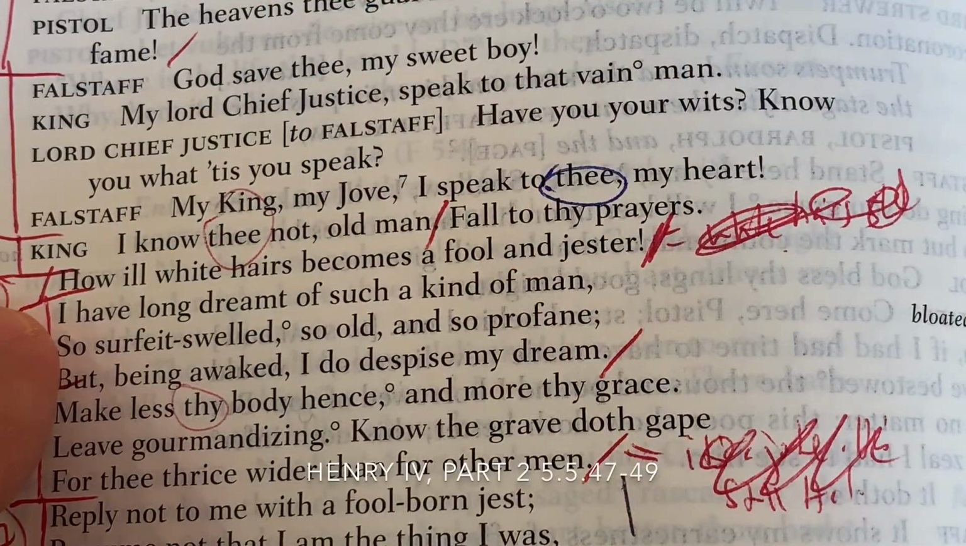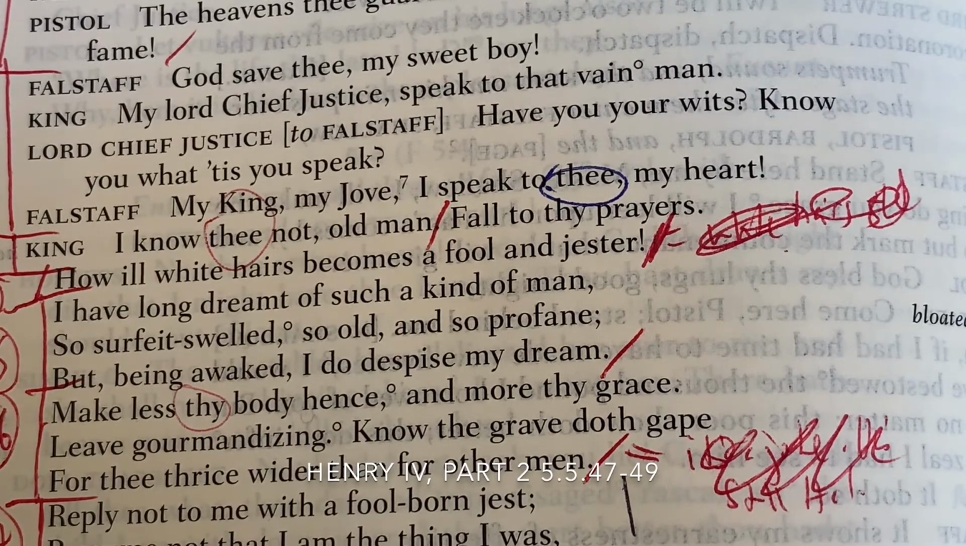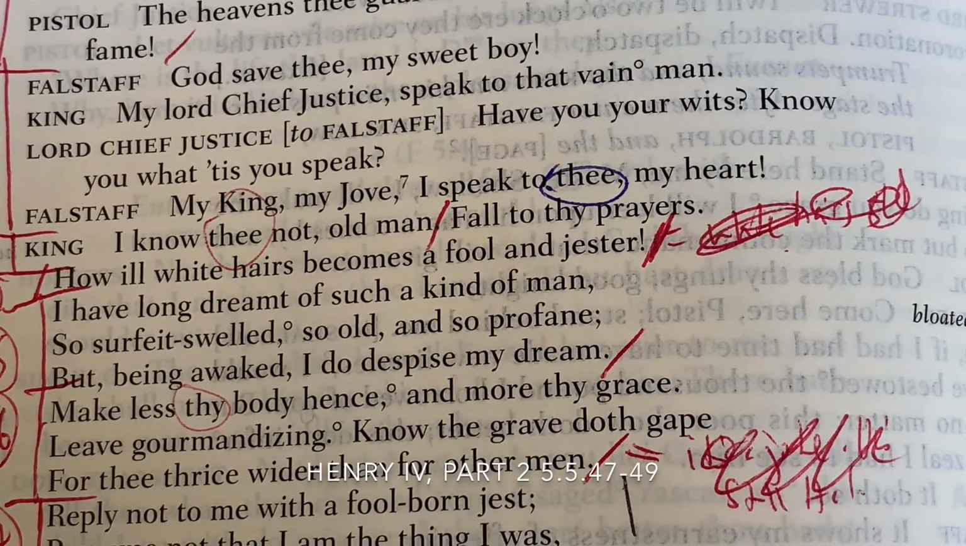I have long dreamt of such a kind of man, so surfeit-swelled, so old and so profane. But being awaked, I do despise my dream.